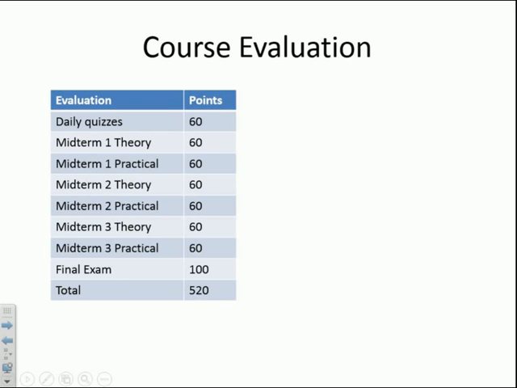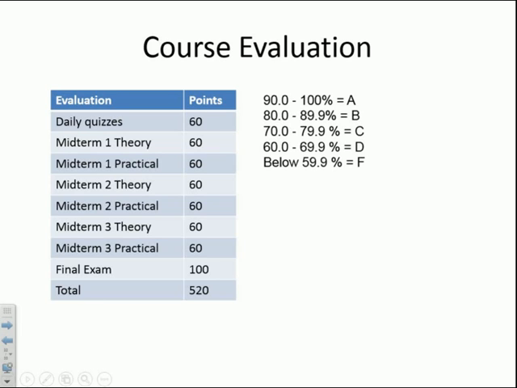Here you can see the overall point distribution for the course, that everything is pretty much weighted relatively equally except for the final exam, and that the total number of points available for the course is 520. This information will also be provided within the course syllabus that you'll be receiving during orientation week, and the course syllabus itself will be posted to the D2L website once you have been granted access.